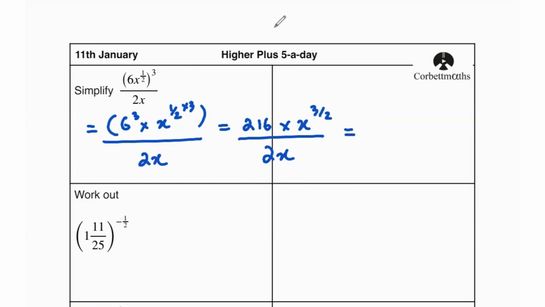Now, 216 divided by 2 is 108. And for the x, as we did previously, whenever we have similar bases being divided, we subtract the powers. So x on its own has a power of 1. So 3/2 minus 1 is going to be 108 times x to the power of 1/2, because 3/2 minus 1 is half. And that is your answer.